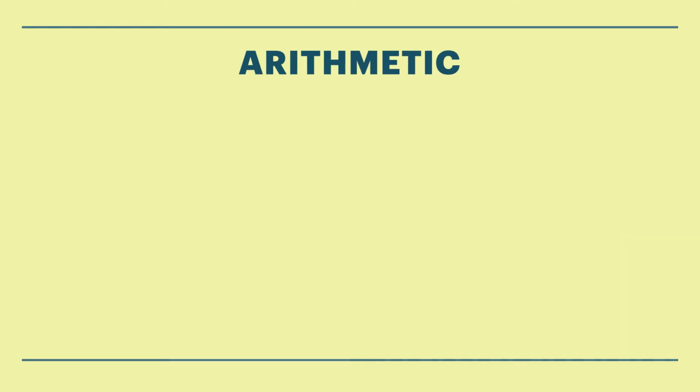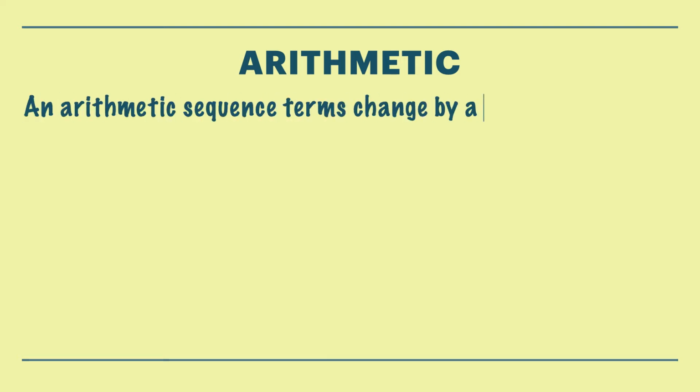So the first kind of sequence we're going to talk about is arithmetic. Okay? An arithmetic sequence is a sequence in which each term is changed by a common difference, meaning it's changed by the same number. I'm either going to add or subtract to get from one term to the next, and I'm going to be adding or subtracting the same exact amount.